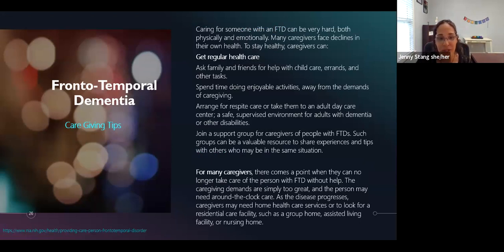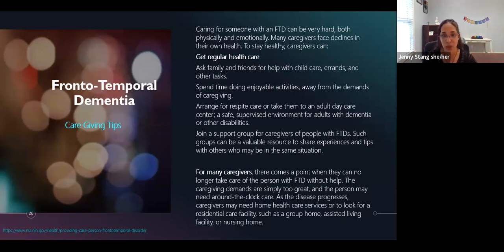Caring for someone with frontotemporal dementia can be very hard, both physically and emotionally, right? Preaching to the choir. And many caregivers will face decline in their own health. So here are some tips to keep you healthy. It may be just a refresher for some of you. So getting regular health care is important. You have to take care of yourself if you're going to take care of anybody else.